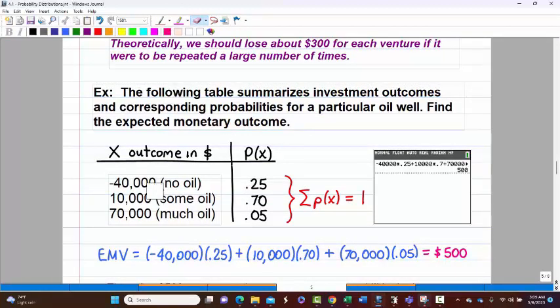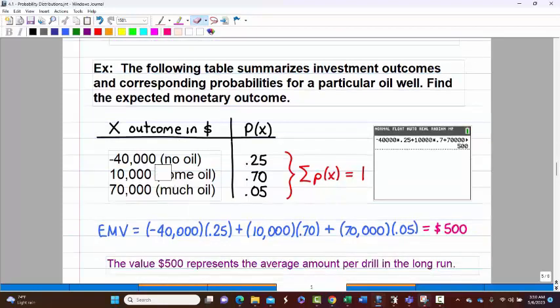So, some oil drilling experiment. Minus 40,000 if we lose 40,000, if it was no oil, we have a 0.25 probability of that happening. Whatever some oil means, we'll profit 10,000. We have a 70% chance of that happening. And much oil, we'll profit 70,000 with a 0.05 probability of doing that. And I'm just making note here that the probabilities do add up to 1.